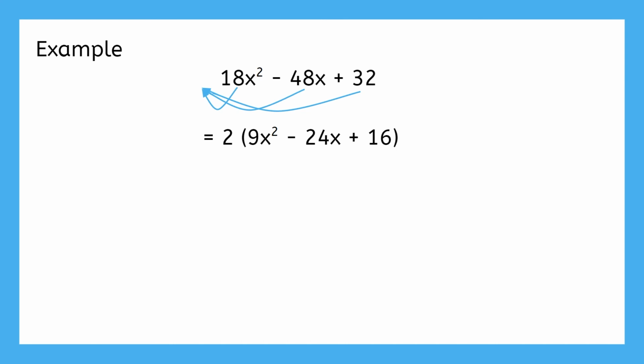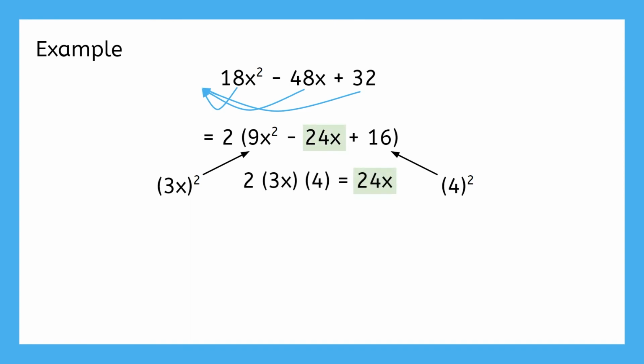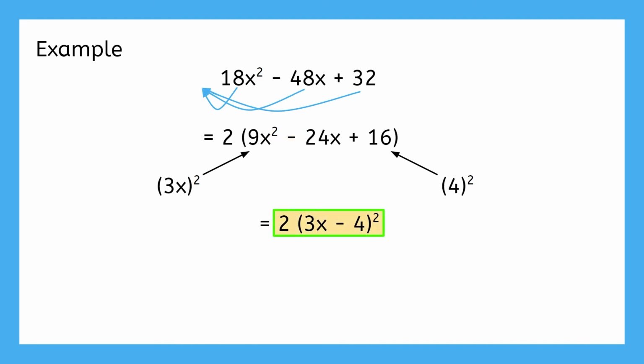The first and last terms are both positive. They're the squares of 3x and 4. And twice their product would make the middle term 24x. So this is a perfect square trinomial created by squaring the binomial, 3x minus 4. Minus because the middle term is negative. The final factored form for this trinomial is 2 times 3x minus 4 squared.